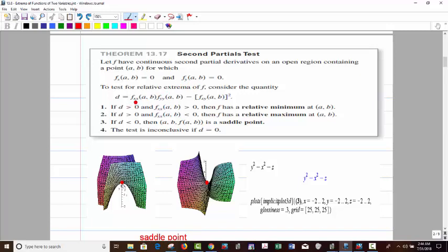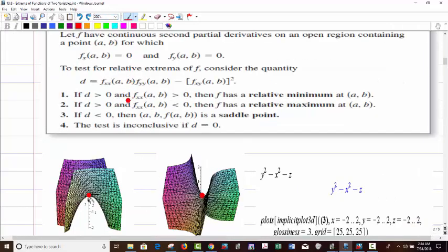So if you take the second partial XX at AB, then YY at AB, XX at AB, YY at AB, minus the mixed partial XY at AB squared, you come up with that number D. And then once you have that number D, here's what you do. All right, so let's see what happens.